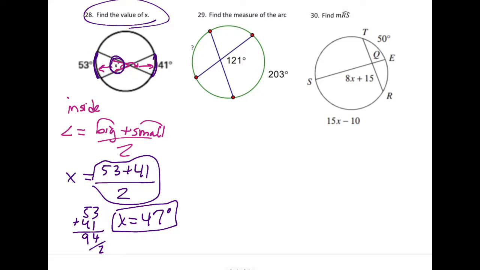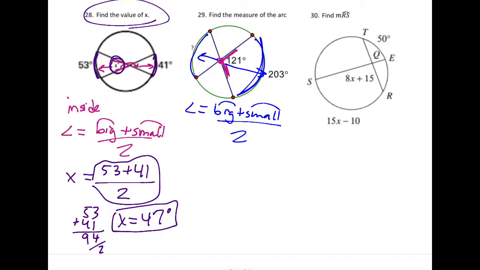The next one's very similar. If you notice, the angle that you have is also on the inside of the circle. The vertex is on the inside. It's all about the vertex. The vertex is on the inside, not necessarily at the center. So it's the same formula as before. We're doing the angle equals the big arc plus the small arc divided by 2. So that angle opens up to that arc, so that's an arc we have to use, and the vertical angle opens up to that arc.